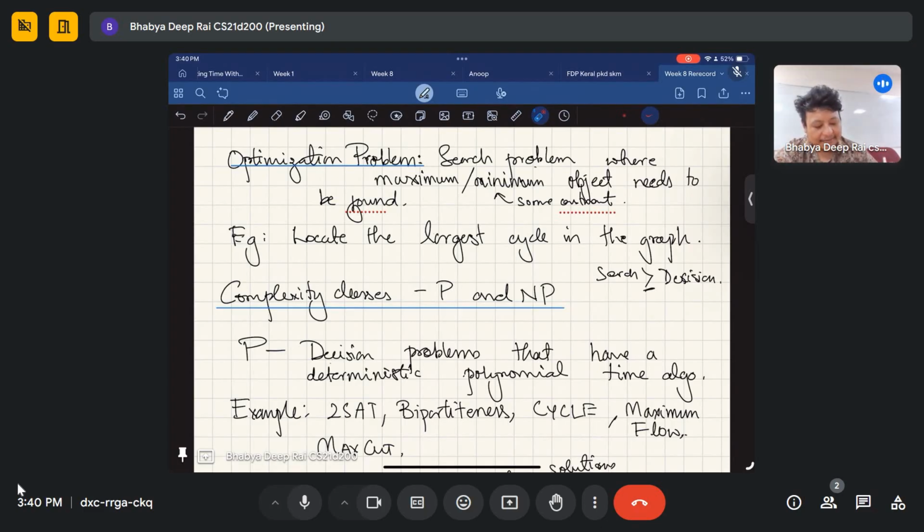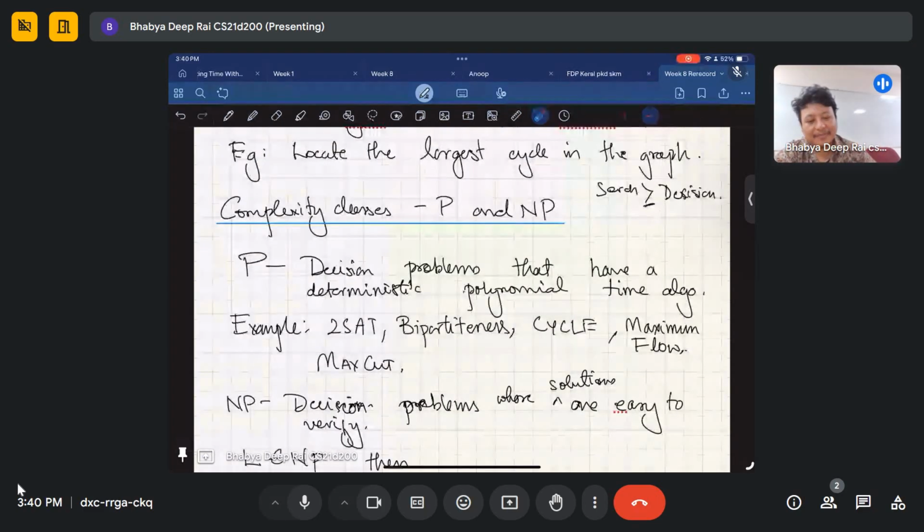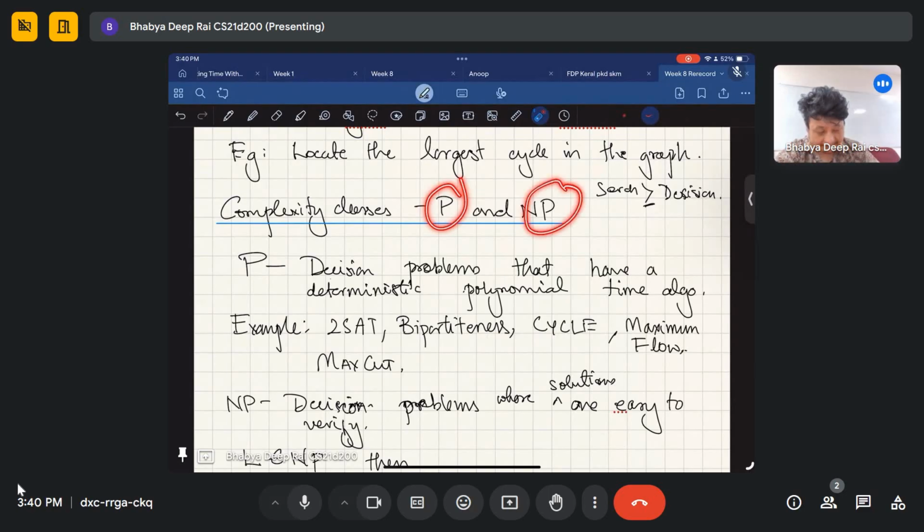Okay, so talking about decision problems, we want to classify problems further in terms of ease of solving them. We have one such classification, that is P and NP. There could be other what are called complexity classes, but we are majorly focused on P and NP. P are those decision problems that have a deterministic polynomial time algorithm based on the input.